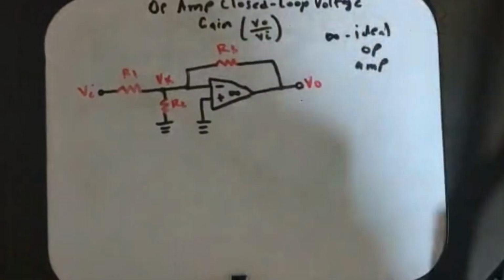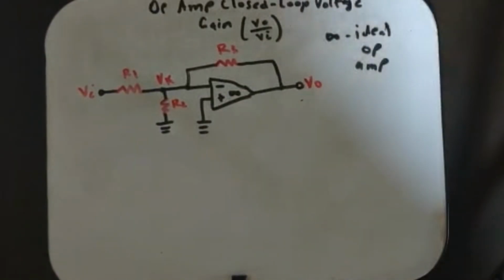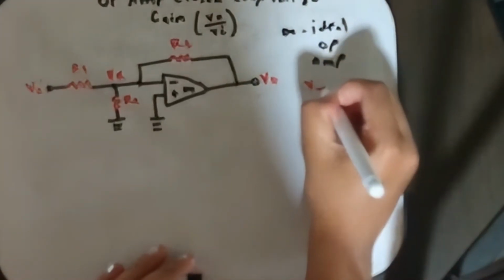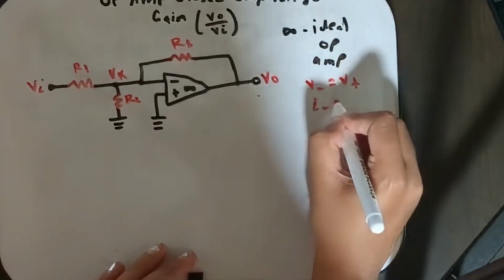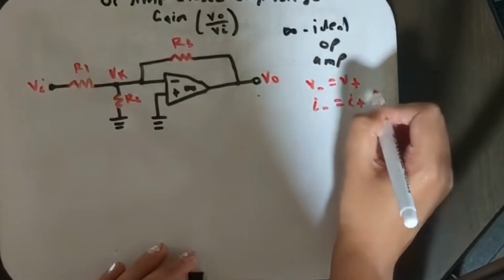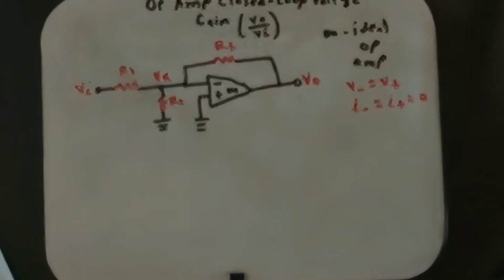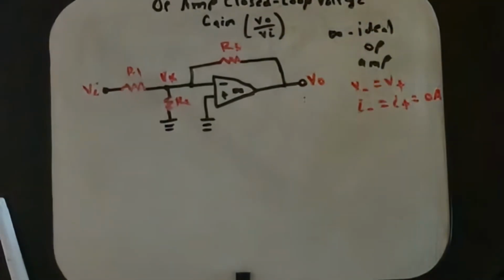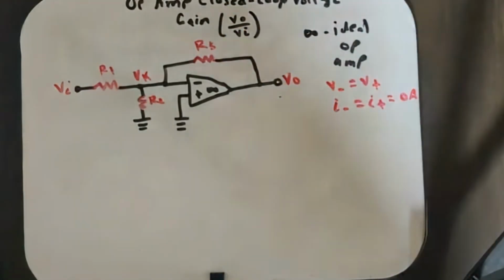With an ideal op amp, the assumptions we can make are that V minus is equal to V plus, and I'll explain what this is, and also I minus is equal to I plus is equal to 0 amperes. So basically, these are the two conditions that we can assume with an ideal op amp.